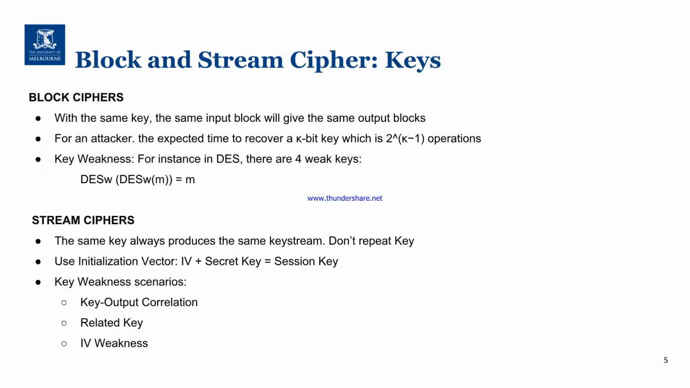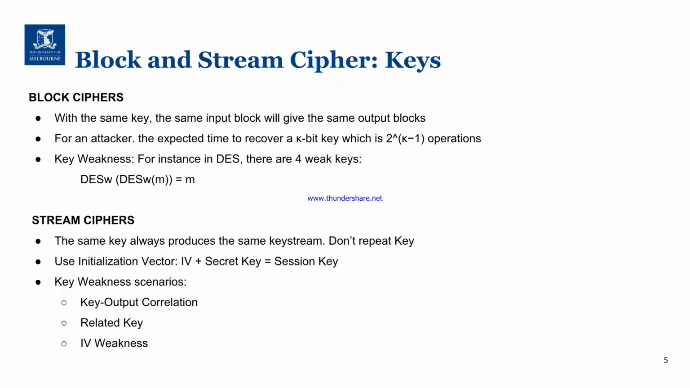Then, discussing keys for both stream and block ciphers: for the block cipher, the same input key and the same input block will give the same output block, and for the stream cipher, the same key produces the same key stream. So we should not repeat the key, and to easily fulfill that, we can use something called an initialization vector, which when combined with a secret key gives a unique session key, creating multiple different keys for us to use.